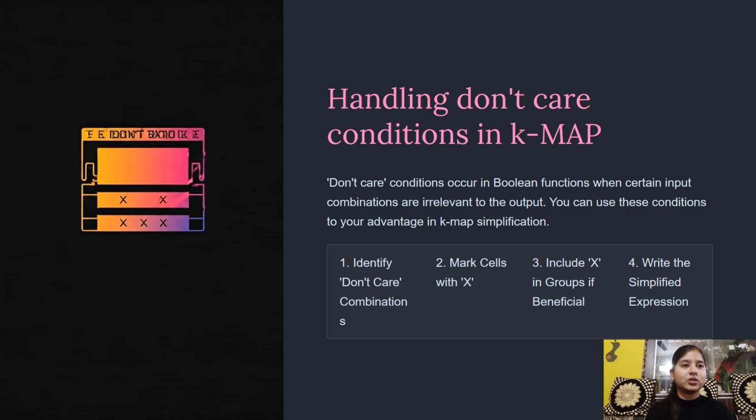Handling don't care conditions in K-map. Don't care conditions occur in Boolean functions when certain input combinations are irrelevant to the output. You can use these conditions to your advantage in K-map simplification. First one is to identify don't care combinations. Second one is to mark cells with X. Third one, include X in groups if beneficial. Fourth one, write the simplified expression.